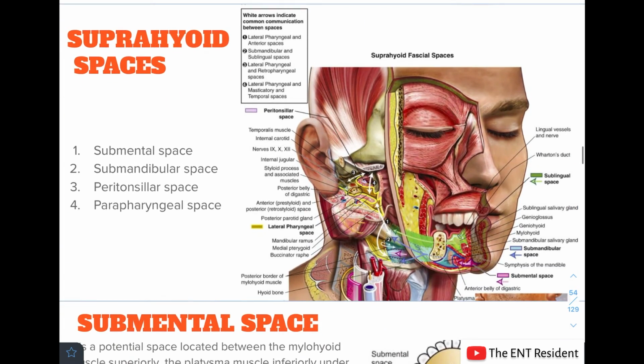Next, we move on to the suprahyoid spaces. There are 4 suprahyoid spaces. They are the submental space, submandibular space, peritonsillar space and the parapharyngeal space.